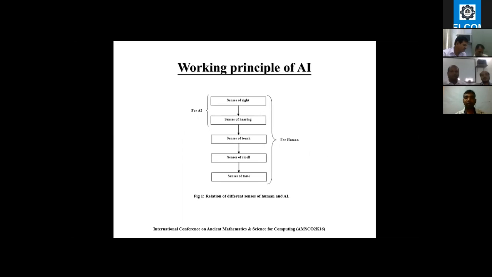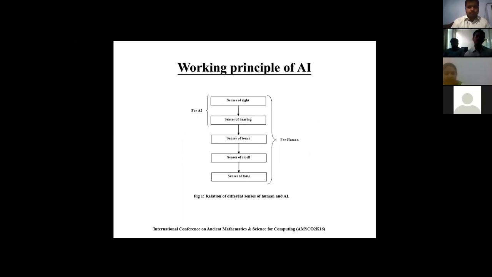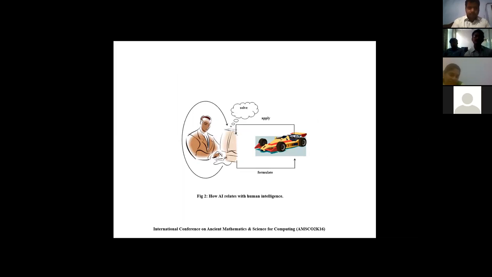Working principle of artificial intelligence. For AI, the senses of sight, hearing, touch, smell, and taste are complete for human behavior nature. Here the figure shows how a human controls the car with price and formula using a computer.